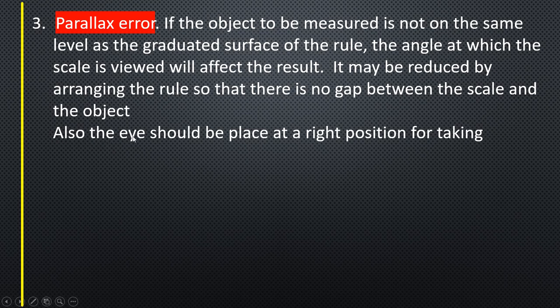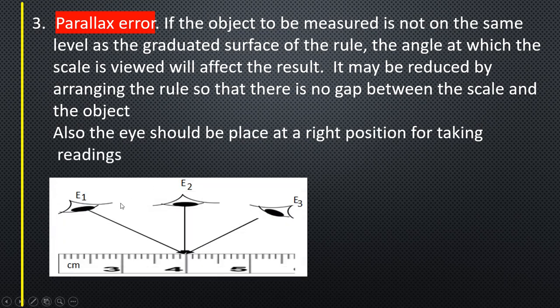Also, the eye should be placed at the right position for taking readings. Now, what am I talking about here? When you are taking readings, the eye should not be put on the side, like in position E1 and in position E3. When you do this, you will create a parallax error and not get an accurate reading.